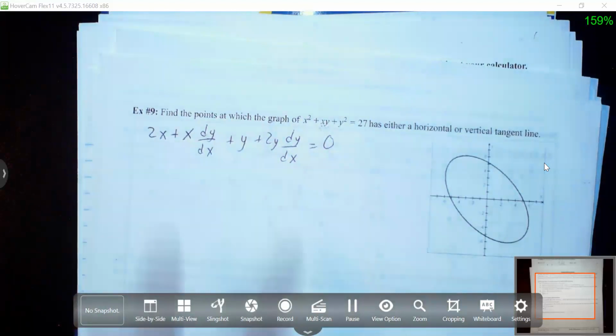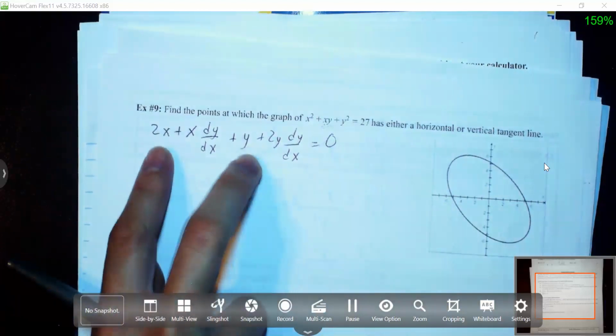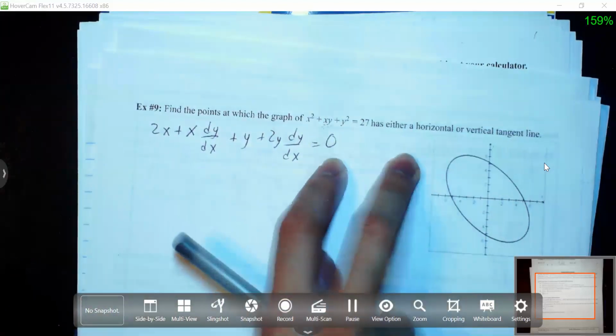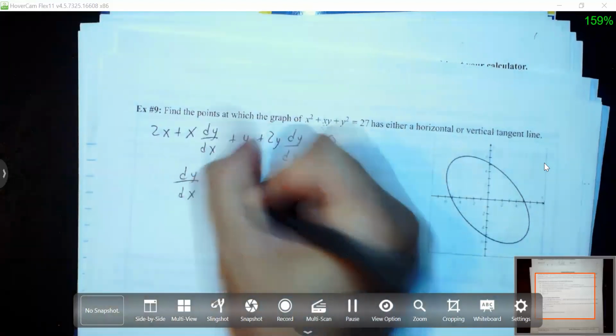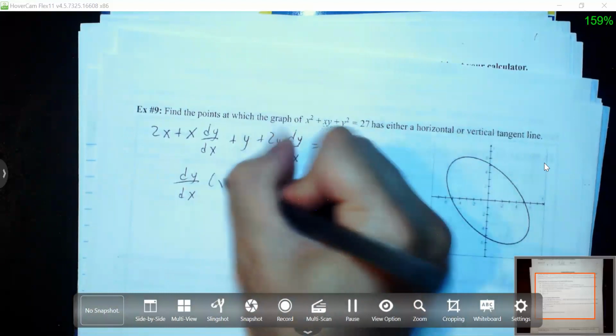So once again, anything without a dy over dx term is going to go to the right side. I'm going to factor out the dy over dx here with these two terms, and I'm left with x plus 2y.